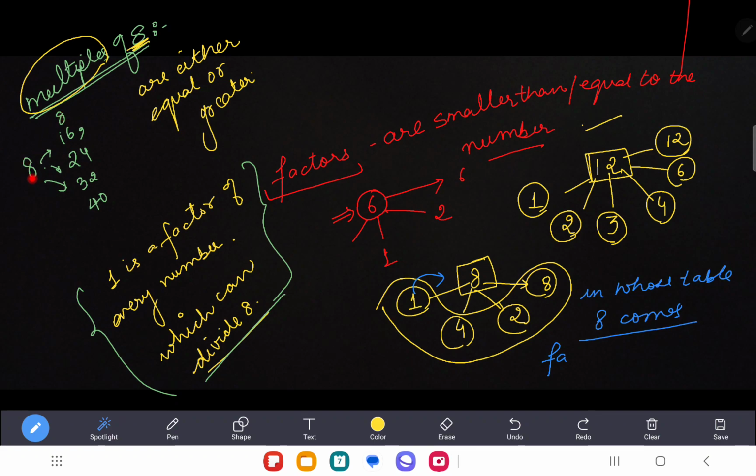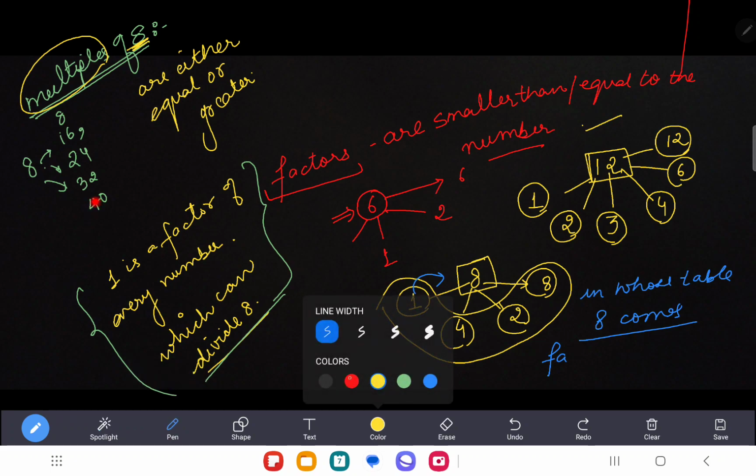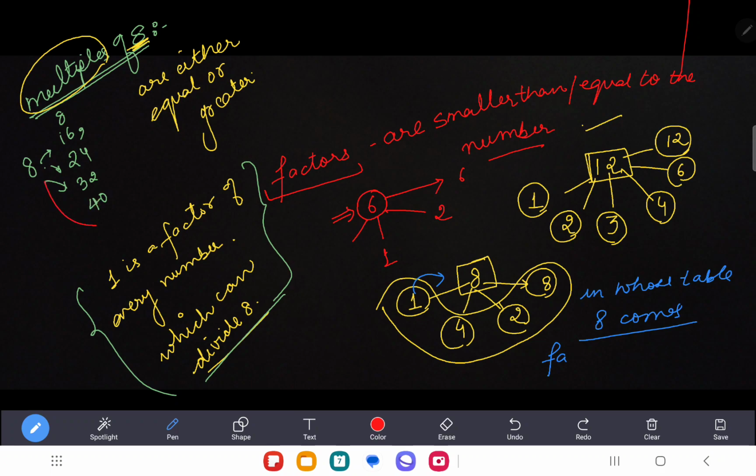8 ones are 8. 8 twos are 16. 8 threes are 24. 8 times 4 is 32. 8 times 5 is 40. Are you understanding? 8 times 6 is 48. 8 times 7 is 56. 8 times 8 is 64. 8 times 9 is 72. 8 times 10 is 80, and so on and so forth. You can continue like that. You understand my point?